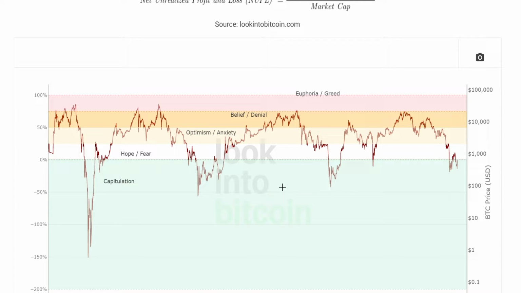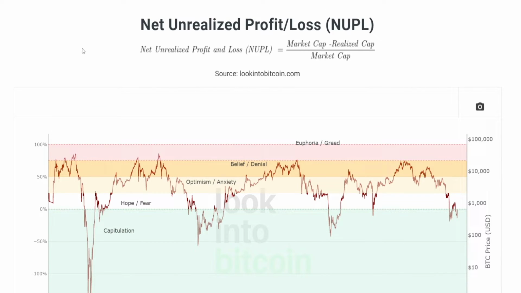Because if you get up north of like 60% or so, you know there's going to be some major selling going on. If you get down below the 0% or the break-even line, you know that there's probably going to be a major capitulation event coming. That's why it's useful to know what the net unrealized profit loss is.